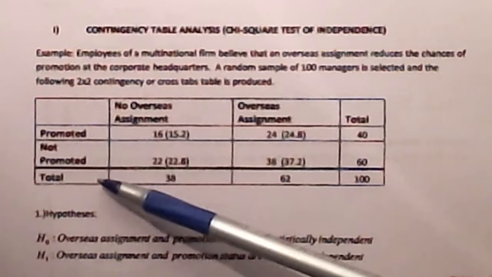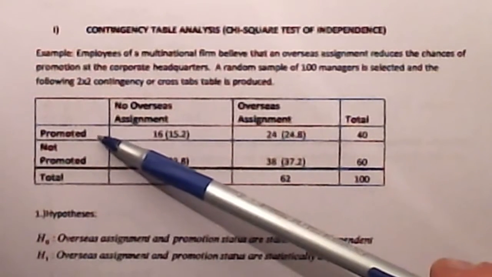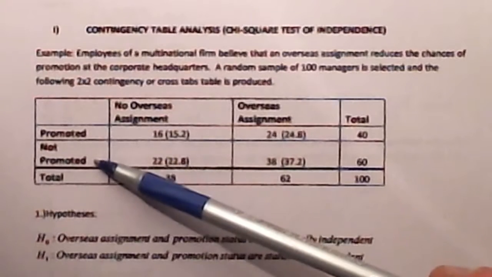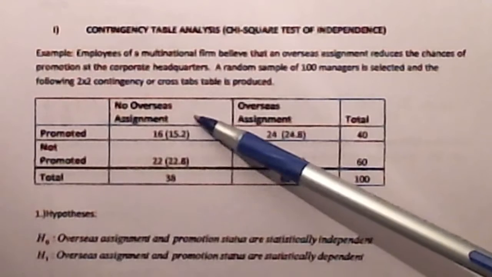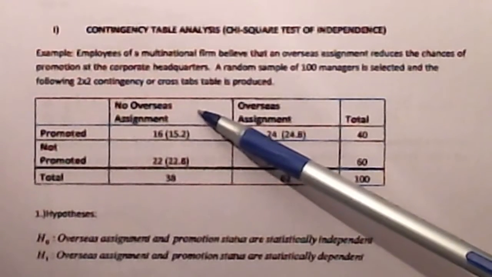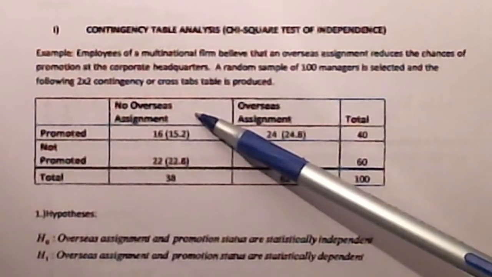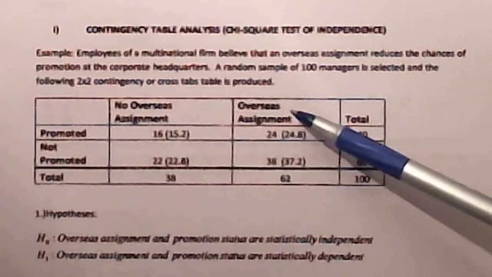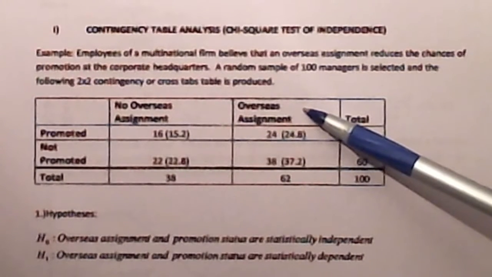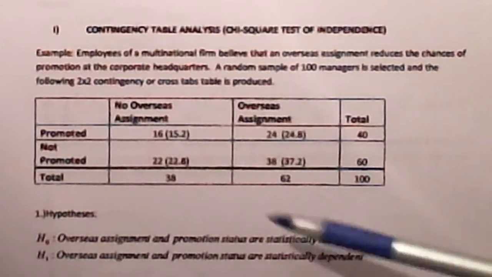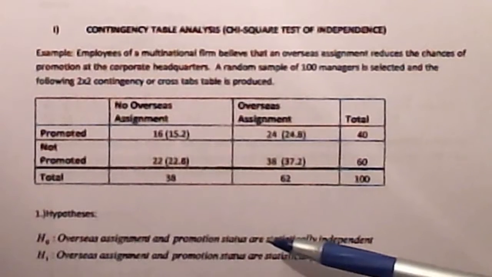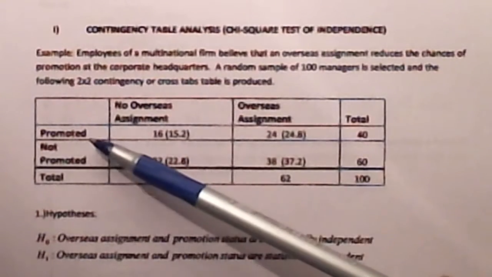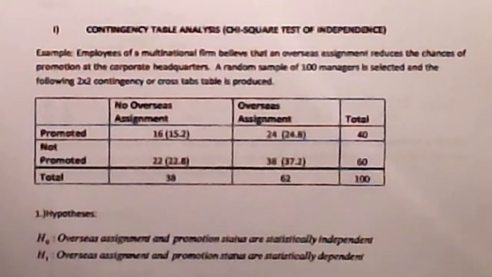The promotional status has 2 possibilities: whether the employee was promoted or not promoted within the corporation. And the overseas categorical variable has 2 possibilities: where the employee had no overseas experience versus they did have some overseas experience. So does overseas experience affect or have any dependency upon whether or not the employee is promoted within the company? That's the issue we're going to investigate here.